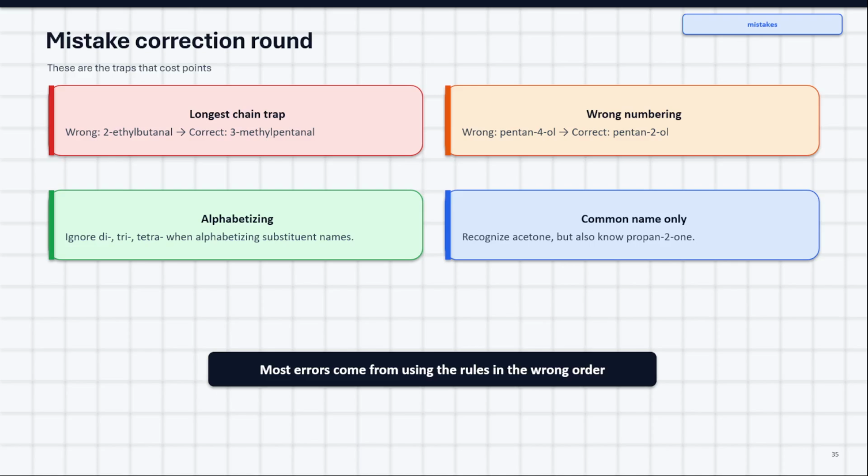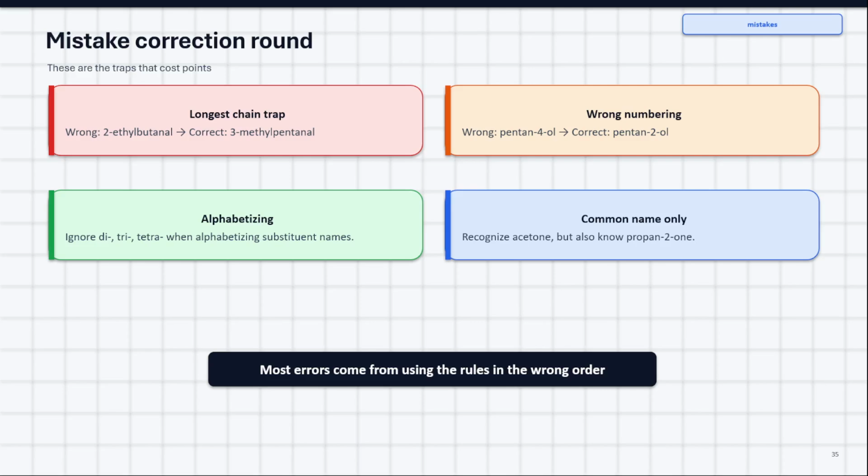Here is a fast mistake correction round. Mistake 1 is the longest chain trap. 2-ethylbutanol looks tempting, but the correct name is 3-methylpentanol because the alcohol carbon must be included in the parent. Mistake 2 is wrong numbering. Pentan-4-ol is wrong when pentan-2-ol is possible because OH controls the numbering as the suffix group.